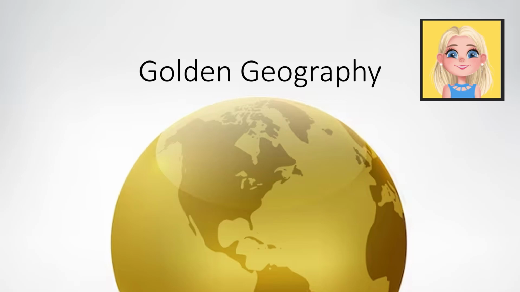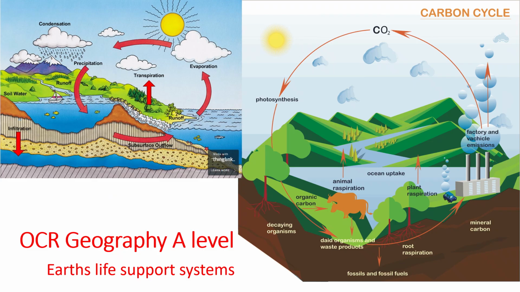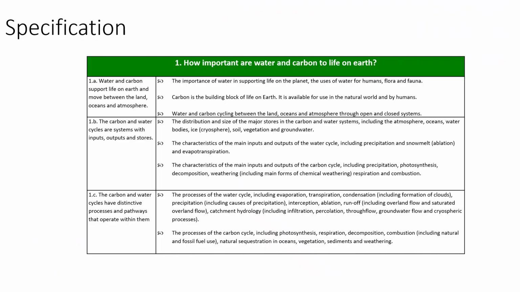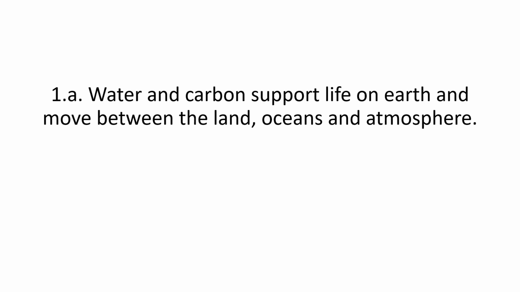Today we're going to be thinking a little bit about our Earth's life support systems, and we're particularly focusing on key question 1. This is for the OCR Geography A-level specification. So key question 1 says, how important are the water and carbon to life on Earth? And there's 3 key questions that are part of this, and we'll look at those each in turn.